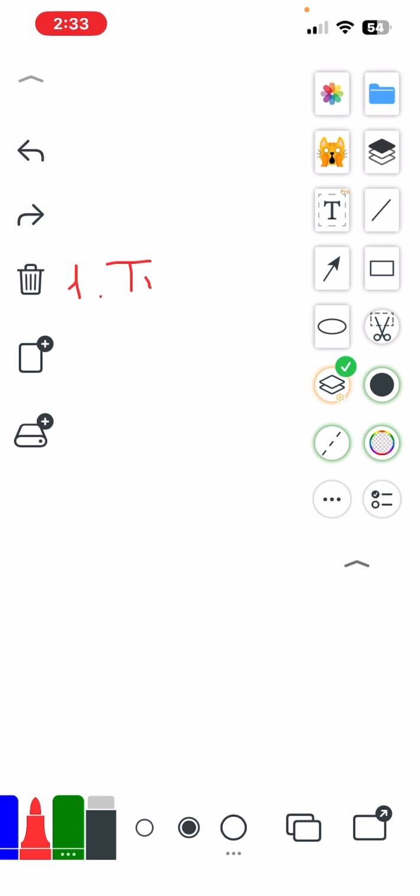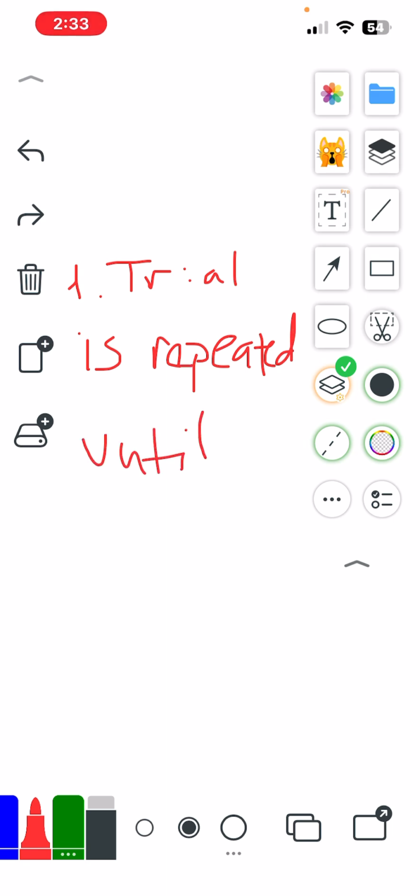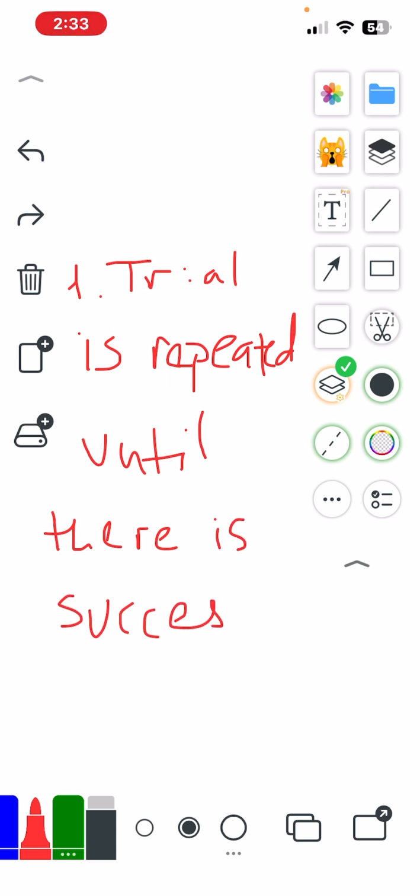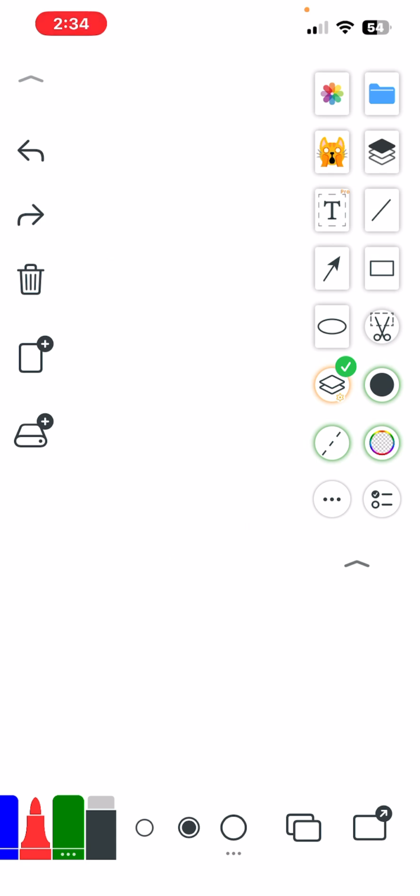So the trial is repeated until there is success. What this basically means is that, let's say this is a chemistry class and you're mixing two elements. You keep on repeating that experiment until you reach success, until you find the solution that you're looking for. So that would be number one.